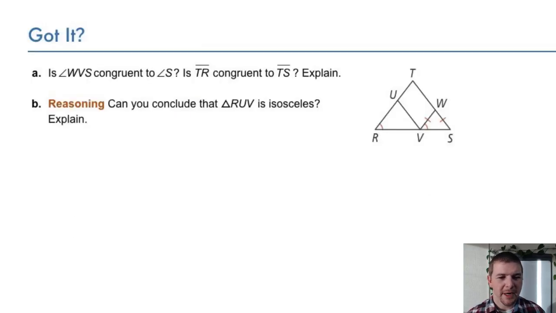Your turn. Part A. Is angle WVS congruent to angle S? Is segment TR congruent to segment TS? Explain. And B, a reasoning item. Can you conclude that triangle RUV is isosceles? Explain.